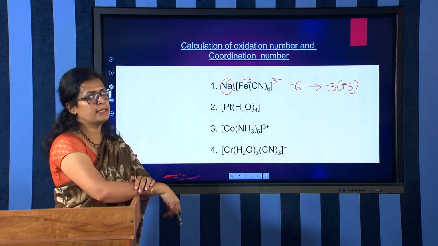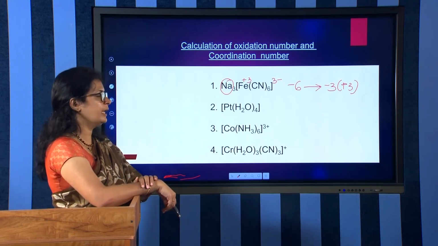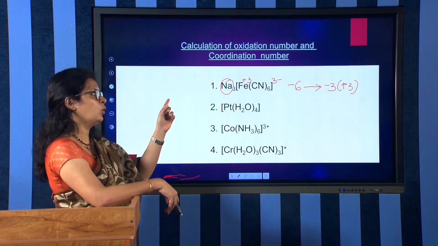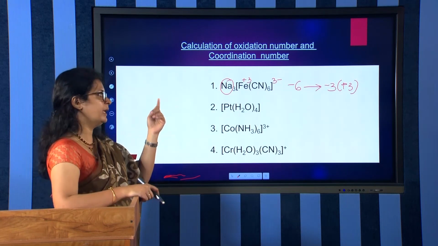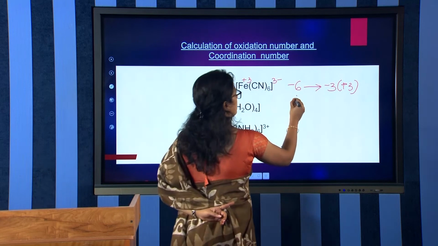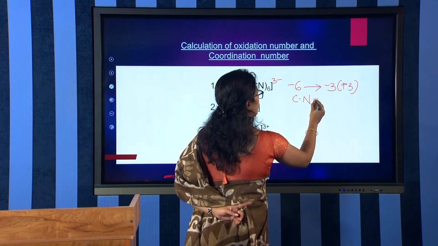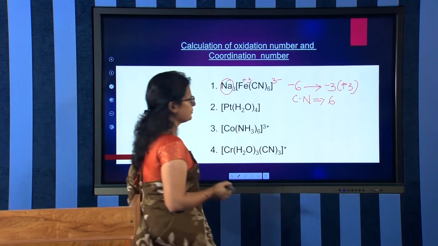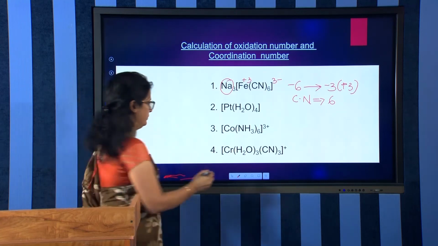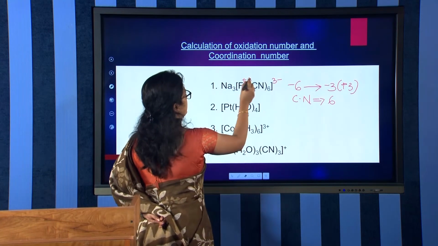Again, cyano ligand is a monodentate or unidentate ligand. Number of donor atoms is 1. How many donor atoms will be there? There are 6. So, coordination number is 6. And now another example.